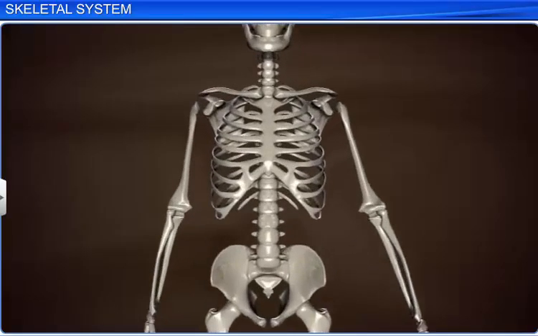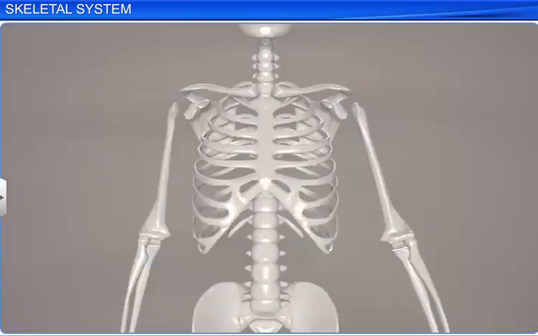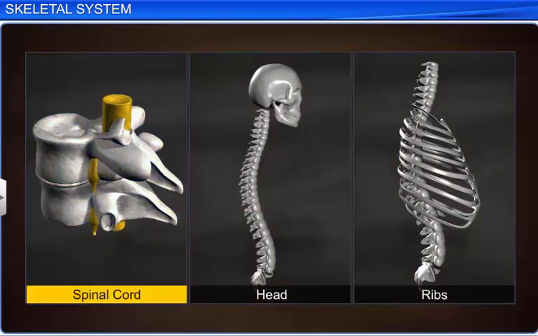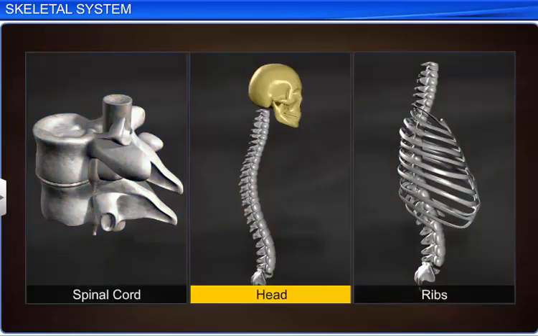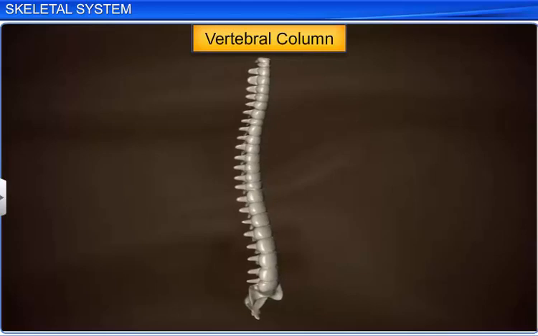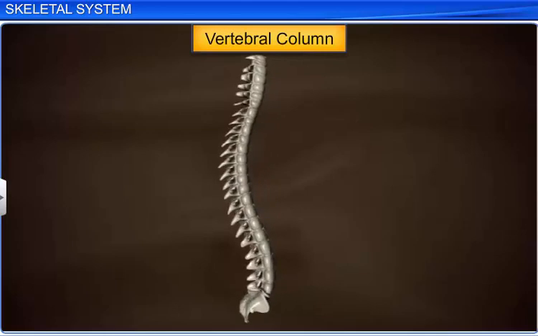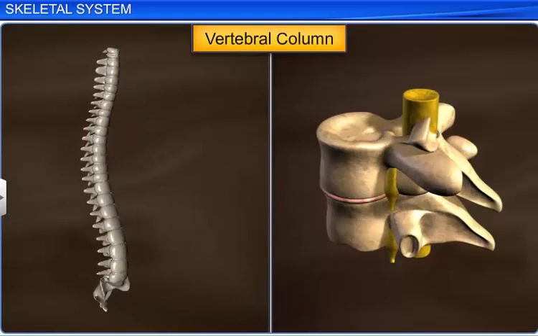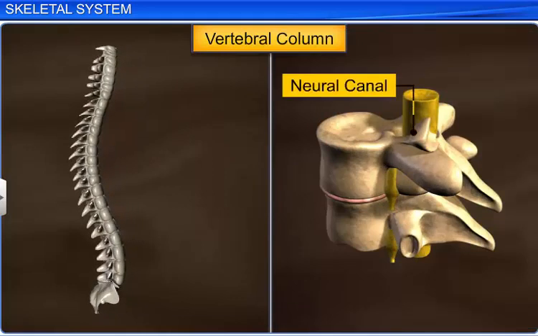The vertebral column has 3 main functions. It protects the spinal cord, supports the head, and serves as the point of attachment for the ribs. It consists of 26 differently shaped bones called vertebrae. Each has a central hollow portion called the neural canal, through which the spinal cord passes.